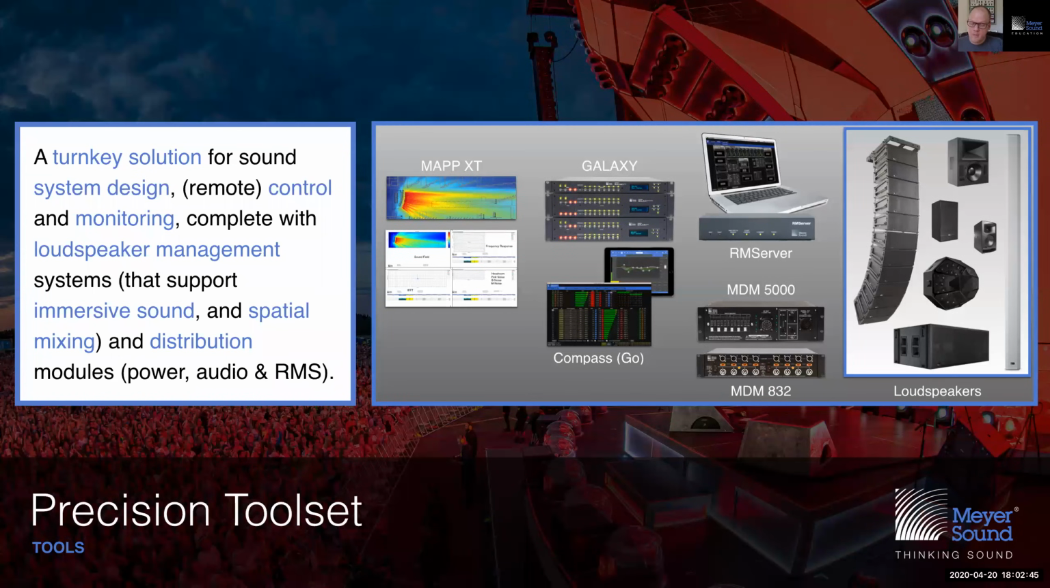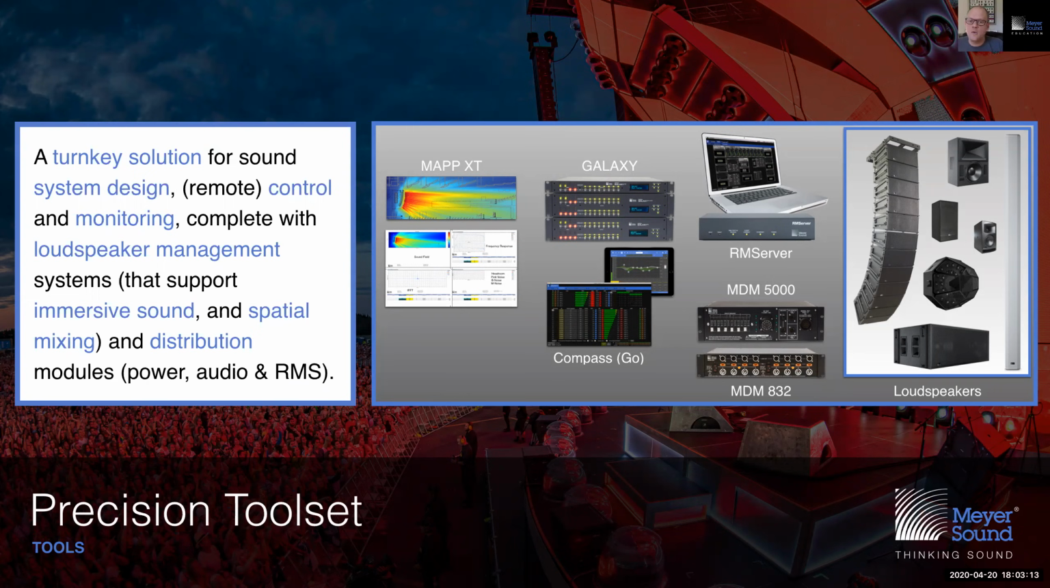Two webinars ago, we talked about the Meyer Precision Toolset, which are the pillars of our workflow: design, monitoring, managing loudspeaker systems, but also immersive sound and spatial sound, as we discovered, and ultimately even the distribution of audio, power, and RMS signals. Last webinar, we looked at an introduction to MapXT, which is the first pillar within the toolset, besides the loudspeakers, which are of course at the heart of it all.